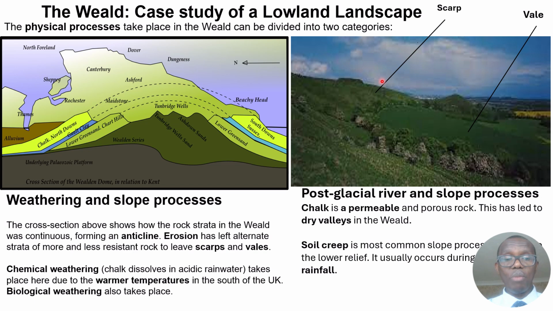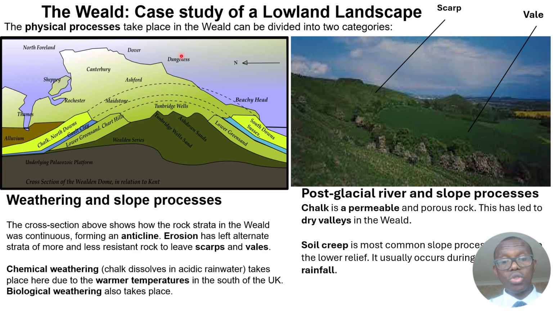So the scarps will be the steep hillsides, which you can see here, and then the vales will be at the bottom over here. Now, the main type of weathering that is taking place here is chemical weathering, and that happens when chalk, which is one of the layers of rocks here, dissolves into acidic rainwater. So obviously some of the rain may contain little amounts of acid, and that dissolves some of the rocks such as the chalk. And that will happen because there are warmer temperatures in the south of the UK.